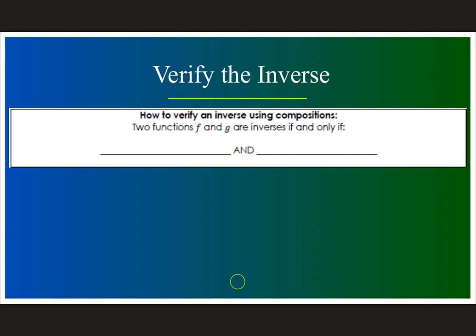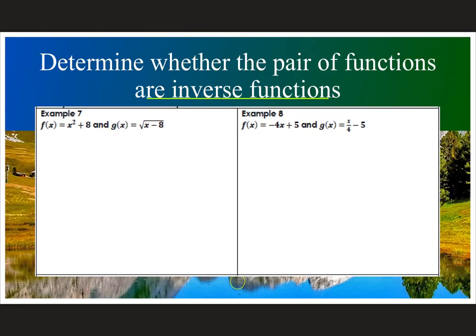Then the next part is to verify inverse using composition. So this means, to make sure they're inverses, we're going to use the composition functions again. So f of g of x has to equal x. And g of f of x also has to equal x. So they basically both have to equal x, and that means they're inverses. So we're going to do 3 different ways.